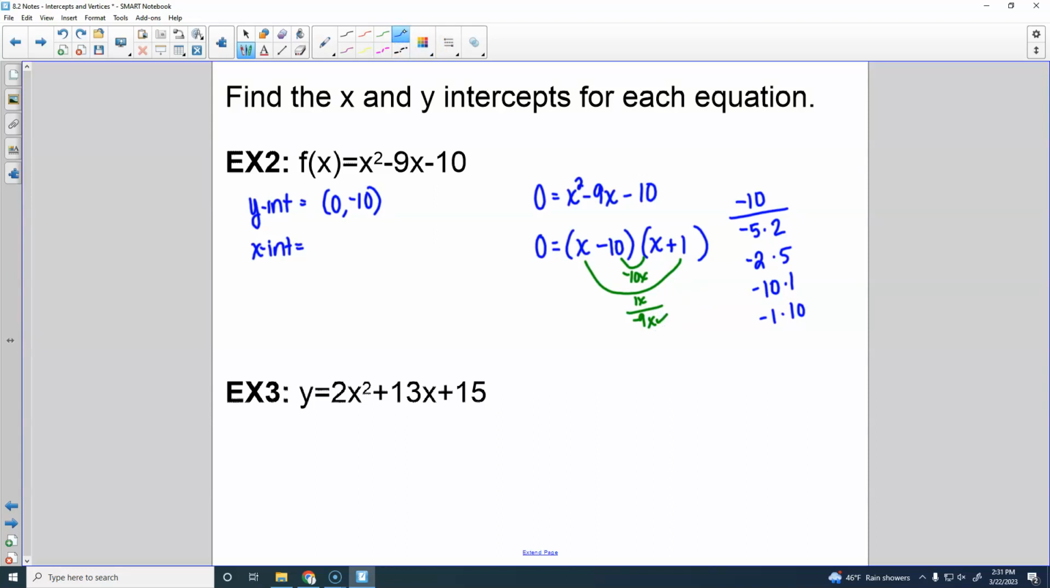To get your answer, if you do this last part in your head, it's fine with me. But you're doing x minus 10 equals 0 and x plus 1 equals 0. So here, that's just going to give you x equals 10. And over here, x equals negative 1. So our x-intercepts are going to be 10, 0, and negative 1, 0. Okay, try that next one on your own.